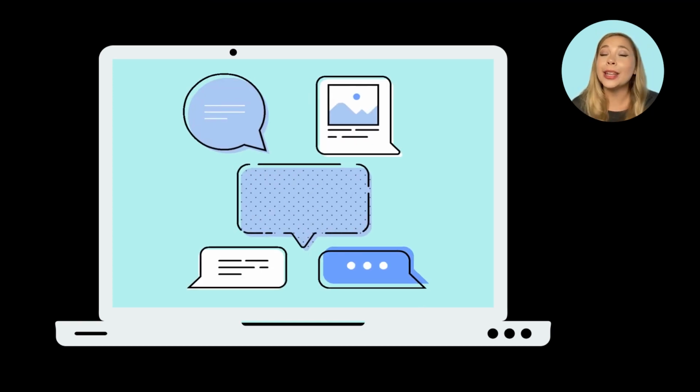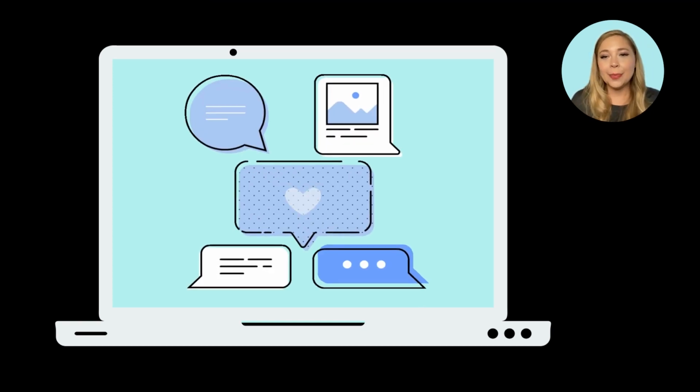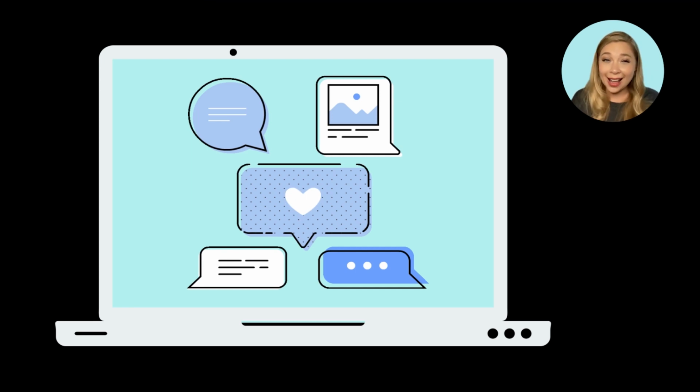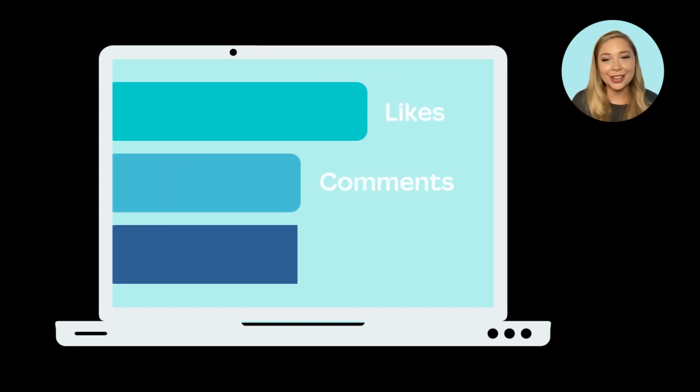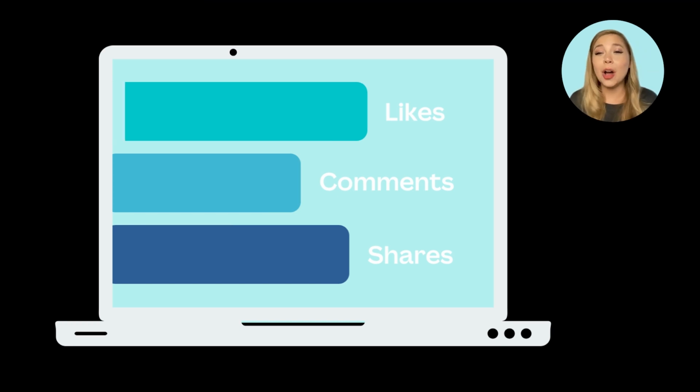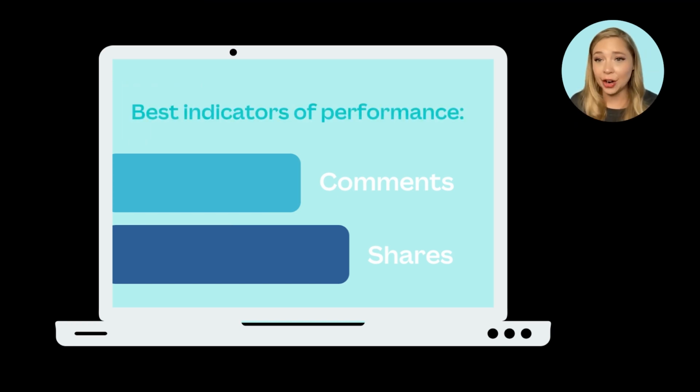This is really important information because you'll not only see how many eyes are actually getting on your content, but how many people are actively interacting and engaging in forms of likes, comments, and shares. Of those three, comments and shares are the best indicator of performance, as they require the most effort and demonstrate optimal engagement. So someone who's commenting and sharing your content is likely to return and re-engage with it later.